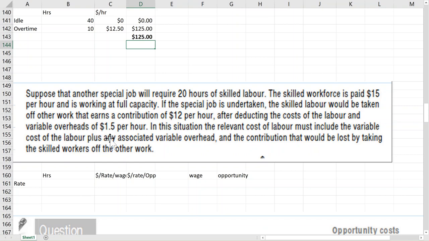Let's look at another example. Suppose that another special job would require 20 hours of skilled labor. The skilled workforce is paid 15 per hour and is working at full capacity. If the special job is undertaken, the skilled labor would be taken off other work that earns a contribution of 12 per hour after deducting the cost of labor and variable overheads of 1.5 per hour. In this situation, the relevant cost of labor must include the variable cost of labor plus any associated overheads and the contribution that will be lost by taking the skilled workers off the work. Okay.